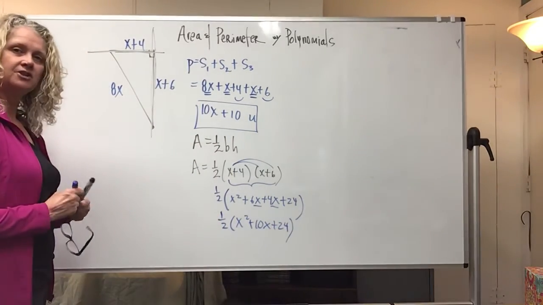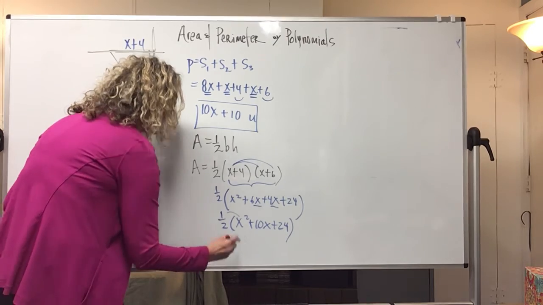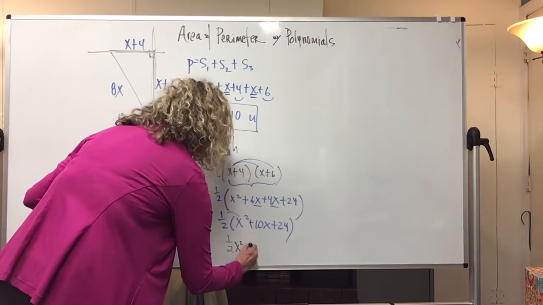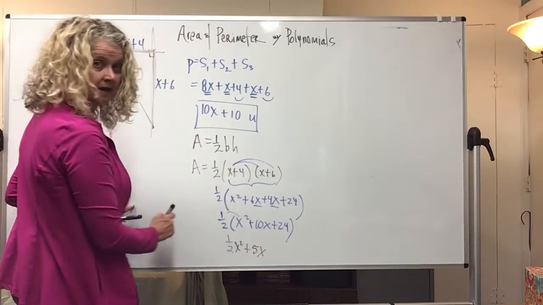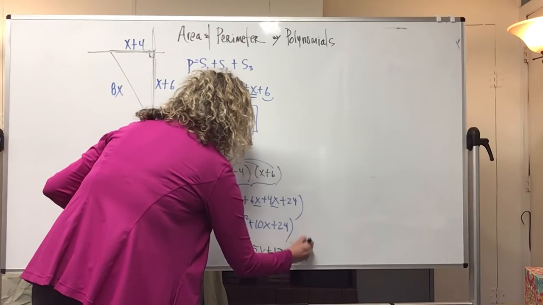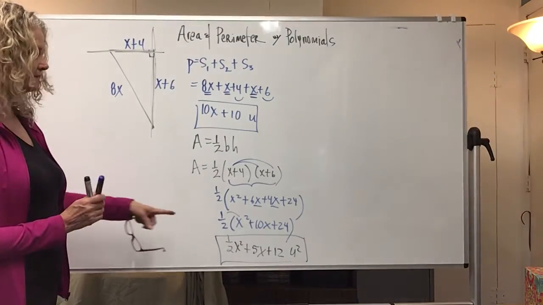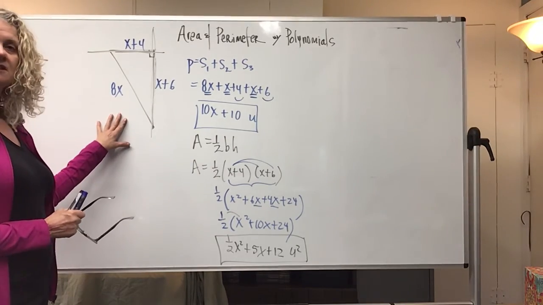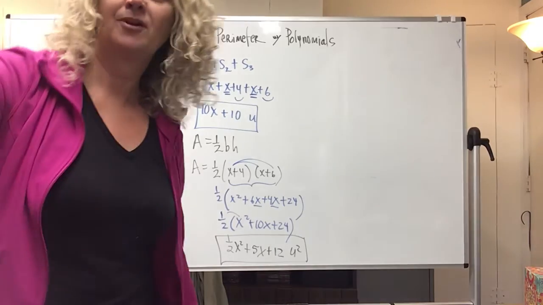And now I'm going to distribute in the half. And 1/2 times x squared, a little awkward, but that's okay, 1/2 x squared. 1/2 times 10x is 5x, and 1/2 times 24 is 12. And as we discussed, area is always units squared. And that's an expression for the area of this given triangle. And that concludes our discussion on area and perimeter of polynomials.